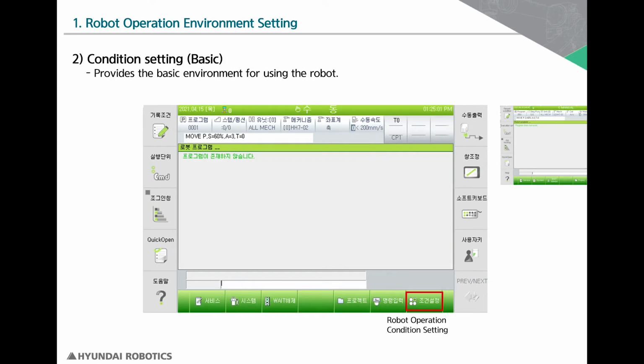The following is how to set the basic condition of robot. At the right bottom tab of the TP main screen, click the Condition Setting menu. If you don't see the menu, then touch the Robot Program tab or press the ESC button to launch the top menu bar.